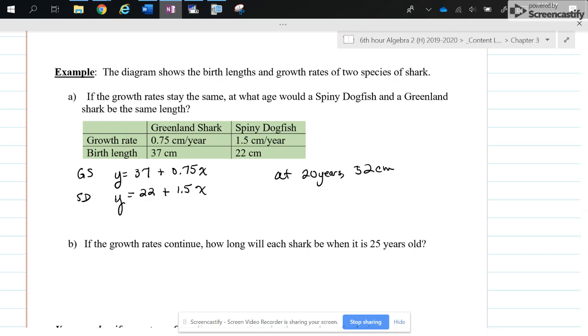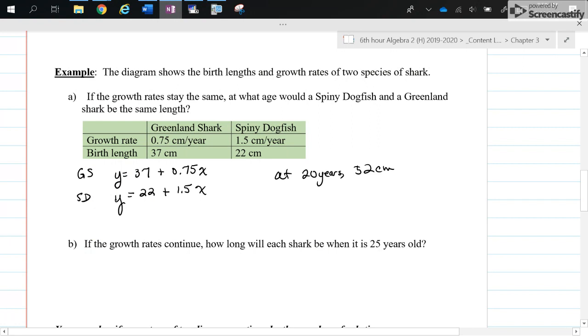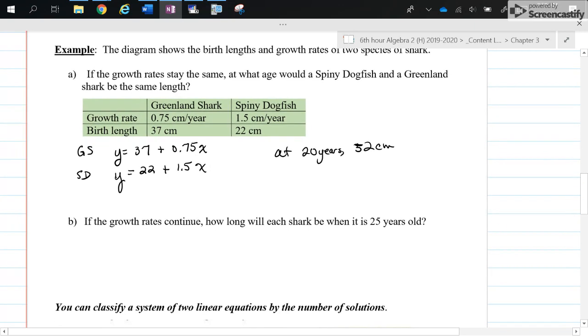So we figured out that the two graphs are going to intersect at (20, 52), which means that at 20 years, both sharks will be 52 centimeters long. So what we want to figure out now is if the growth rate continues, how long will each shark be in 25 years, when they are 25 years old? So what we want to know is what is the y when x is 25 for each equation.